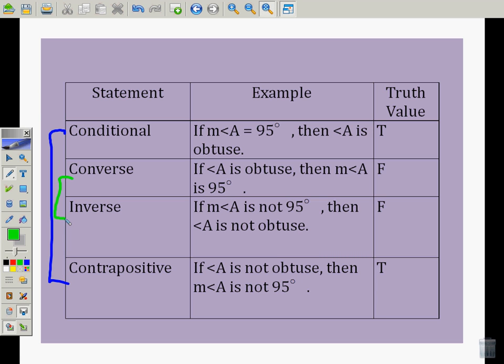These are called logical equivalence. Okay? We're going to continue to discuss this throughout class and look at how these things are related. Okay? But thanks for watching for right now.